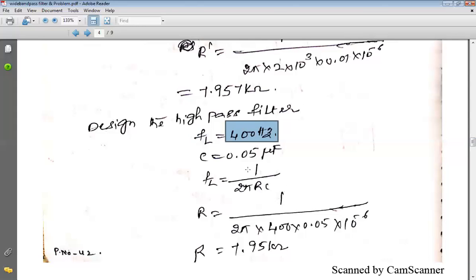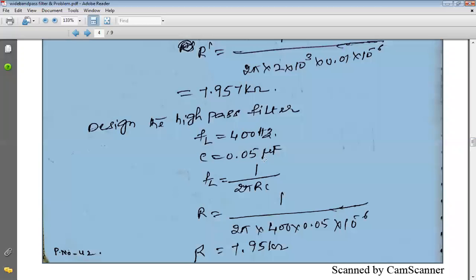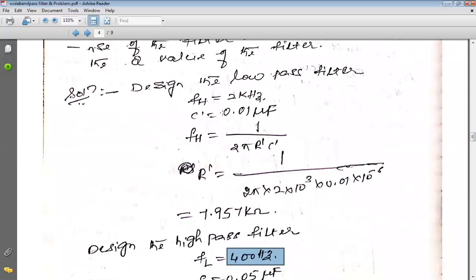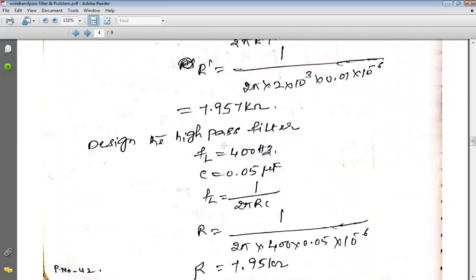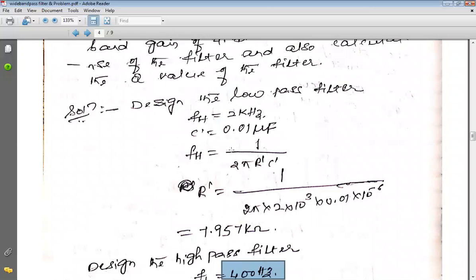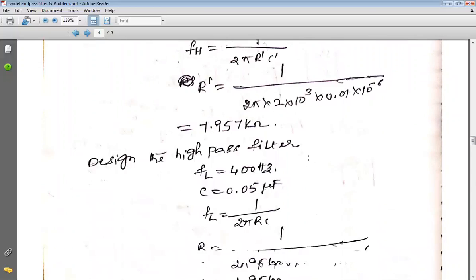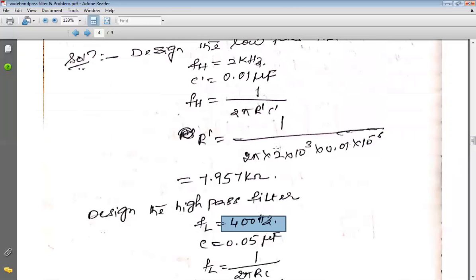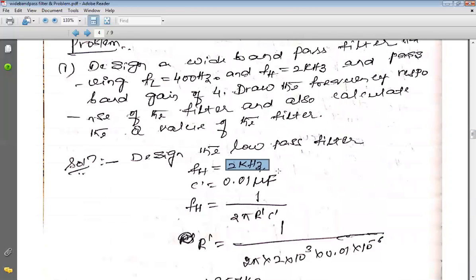I am assuming the capacitor value is 0.05 microfarads, which means the cutoff frequency is 5 times higher, 5 times more than the high pass section. That's why I am multiplying the capacitor value by 5, that is 5 into 0.01. I am getting C equal to 0.05 microfarads, because 5 into 4 kilohertz gives us 2 kilohertz.